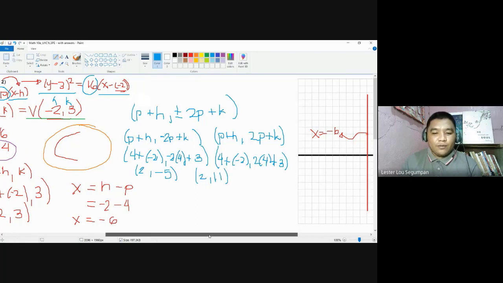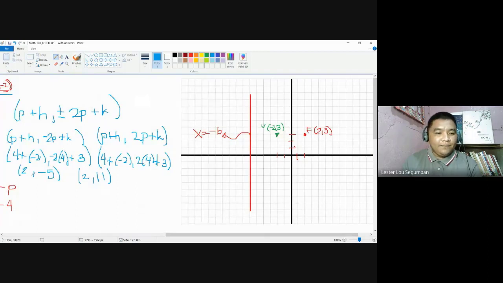So if we're going to plot this in our Cartesian plane here, 2, negative 5, 1, 2, 3, 4, and 5. It's somewhere here. And then for 2, 11, 1, 2, 3, 4, 5, 6, 7, 8, 9, 10, 11. So it almost covers all of our graphing paper here. So the latus rectum is somewhere in this area with ends at 2, 11. This means this is your top end. And at 2, negative 5, this means this is your bottom end.